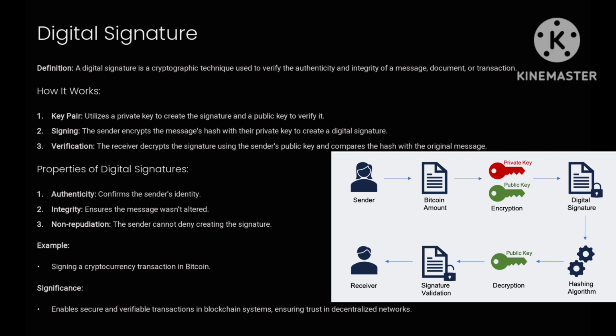Example: think of a cryptocurrency transaction. The sender digitally signs the transaction data, proving ownership of the funds and their intention to transfer them. Why it matters. Digital signatures ensure that no one can alter a transaction or deny their involvement. This is critical in blockchain, where trust is established without intermediaries.